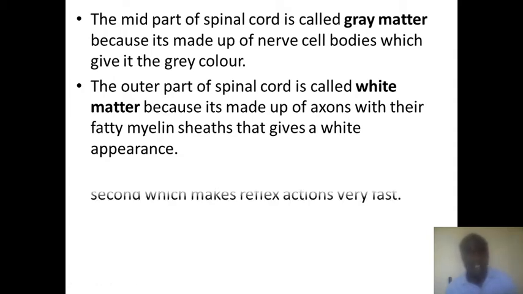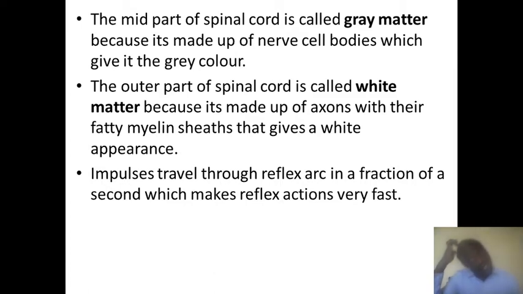So when you look at this reflex action, the impulses travel through the reflex arc in just a fraction of a second, which makes reflex actions very fast, because reflex actions are meant to safeguard the body against danger. So the responses have to be very fast.